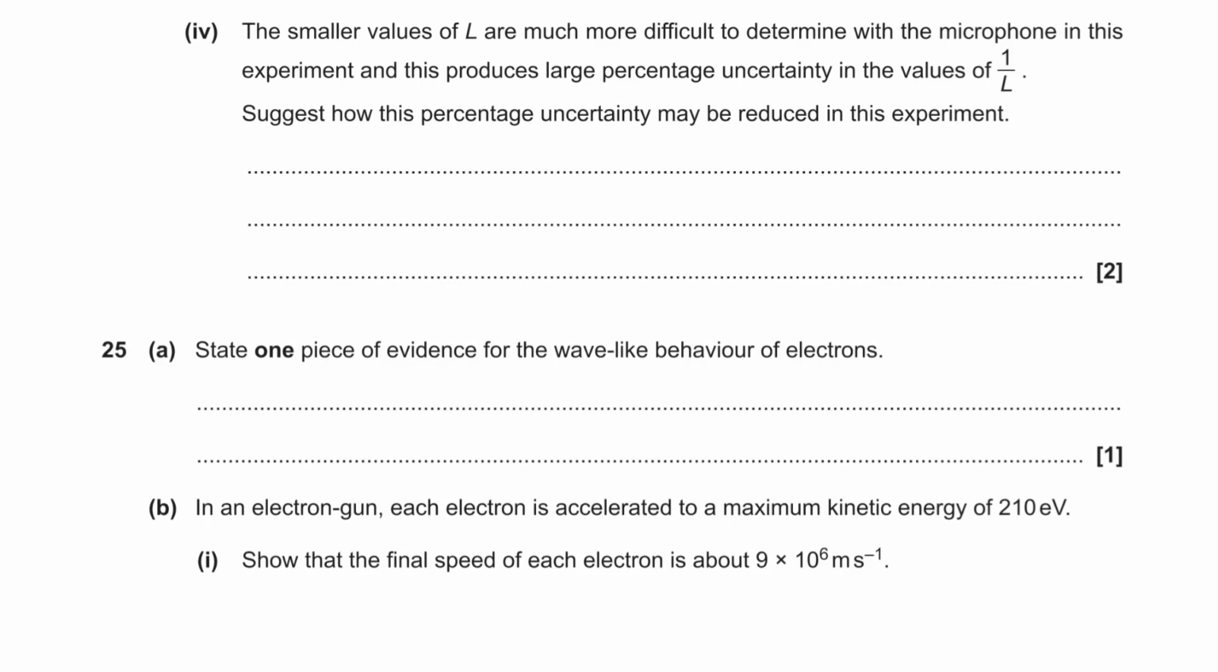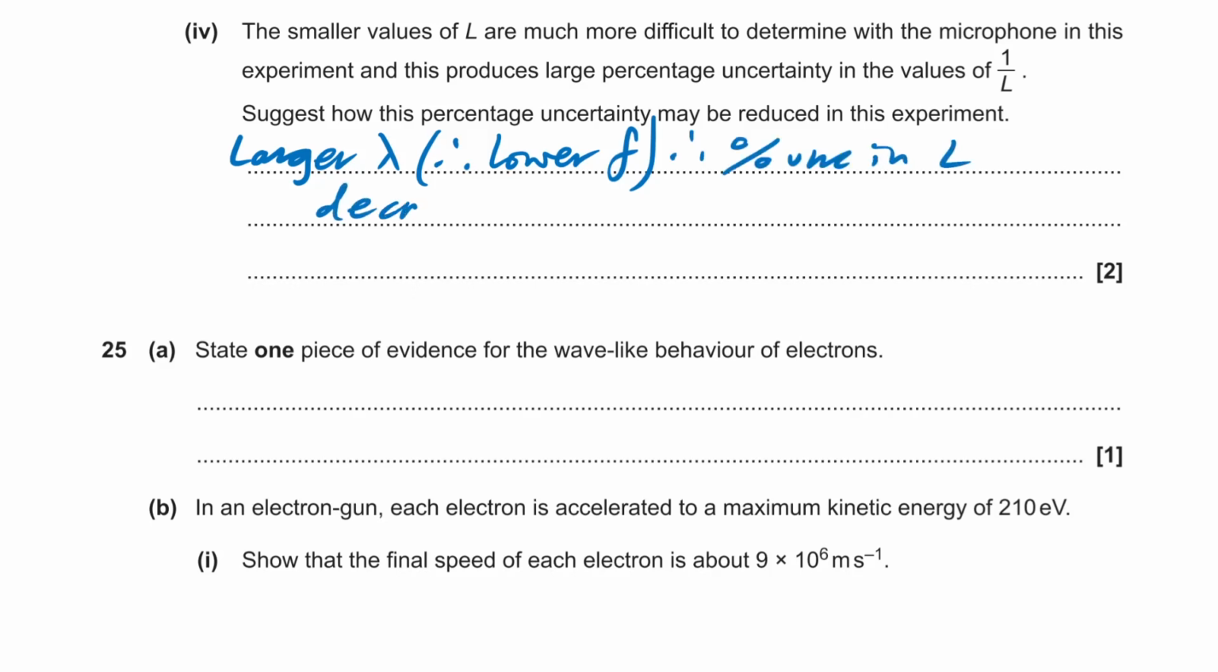How could the percentage uncertainty be reduced? Well, we could use a longer wavelength, couldn't we? Because that will result in bigger lengths of L, and that's a lower frequency as well. Therefore, we'll end up with a smaller percentage uncertainty in L.